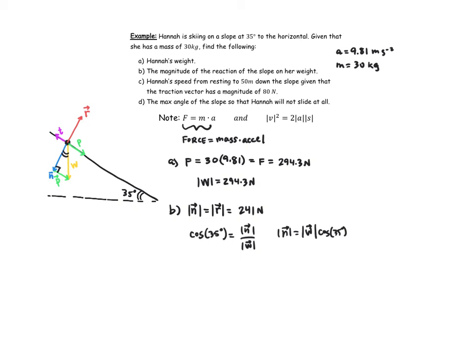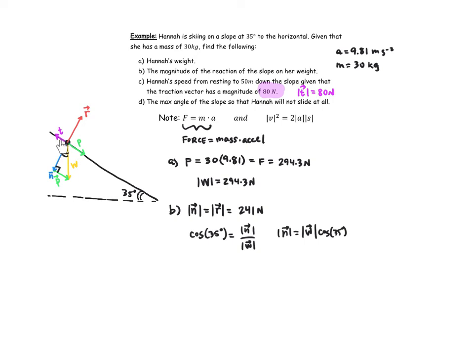Okay, let's look at part C. Hannah's speed from resting to 50 meters down the slope, given the traction vector has a magnitude of 80 newtons. So we want to know Hannah's speed as an end result. In order to know Hannah's speed 50 meters down the slope, what we got to do is we got to work a little bit with the green vector P and the purple vector T. So we're given some information here that the purple vector, which is the traction vector, right, has a magnitude of 80 newtons.